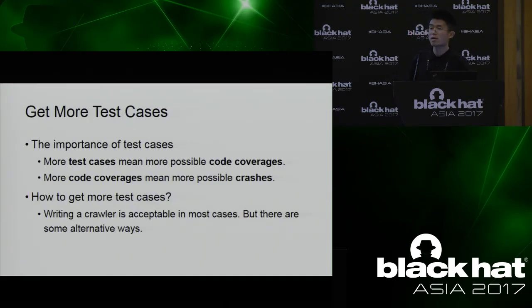Now let's move to the next topic: how to get more test cases. Test cases play an important role in the fuzzing process because more test cases mean more possible code coverage, and more code coverage means more possible crashes. Then the question here is how to get more test cases. Writing a crawler is acceptable in most cases, but I'll show you some alternative ways.